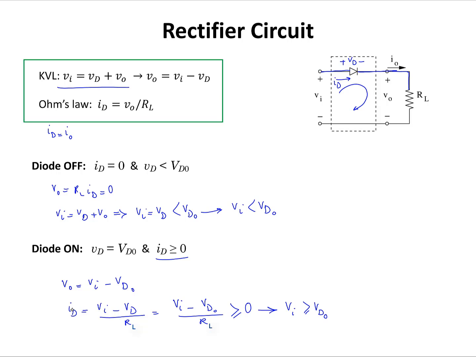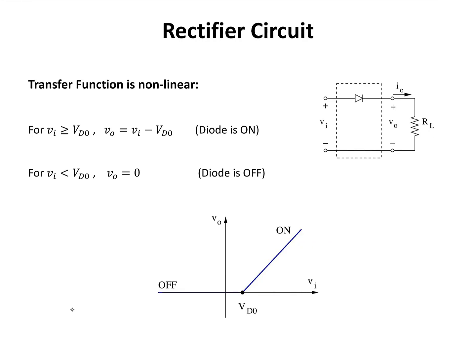Let's see how we're going to use that to draw the transfer function. As you can see here, the transfer function is non-linear. When Vi is greater than Vd naught, or in this region, for these values of Vi on the graph, Vout is going to be equal to Vi minus Vd naught. So this is the equation of that line, and in this case the diode is on. For Vi values less than Vd naught, the diode is off and Vout is going to be equal to 0. So this is the transfer function for this circuit.